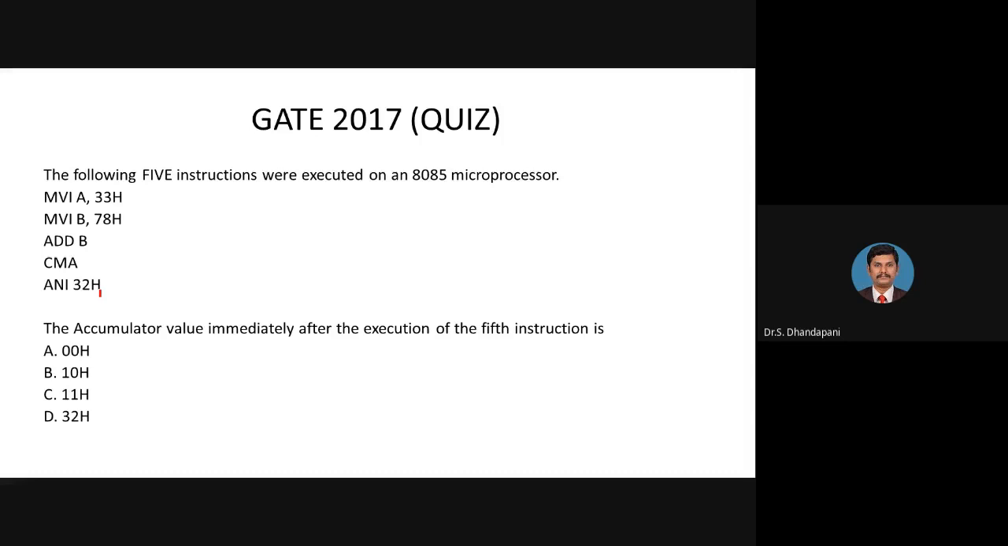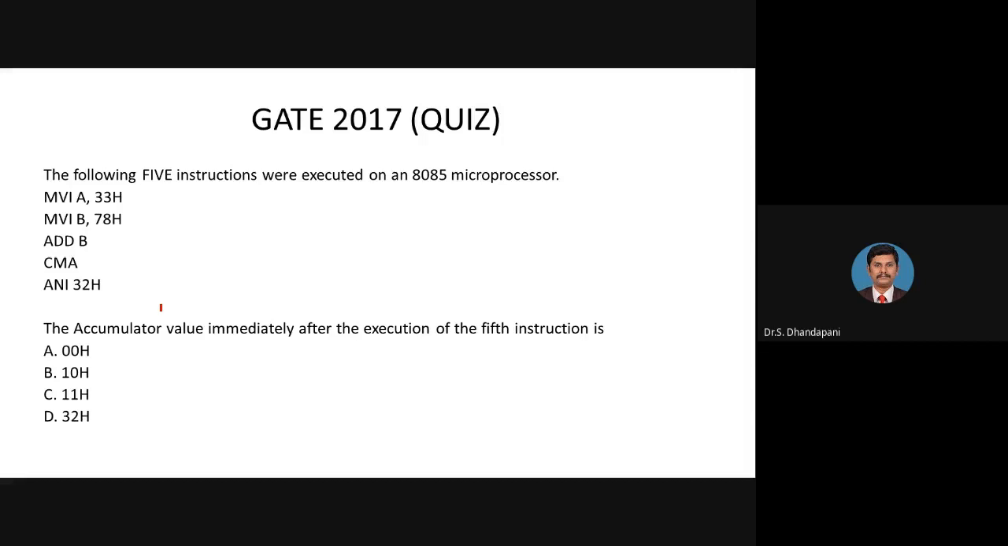I am summarizing the operations. The first 2 instructions initialize the A and B registers with the given data. The third instruction adds the above 2 data. After adding, the answer is available in the accumulator. The value available in the accumulator is complemented. After complementing, whatever is available in the accumulator is ANDed with the immediate data 32. I have given only the steps to perform all these operations in binary.